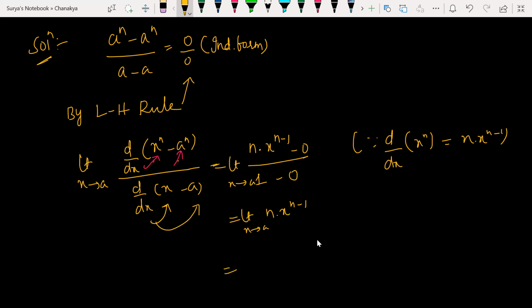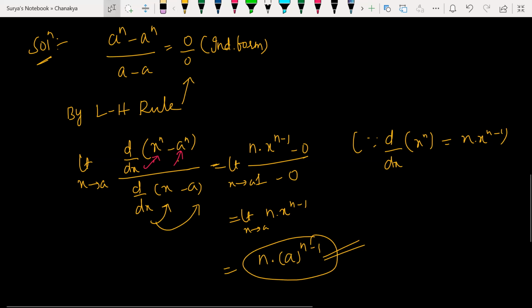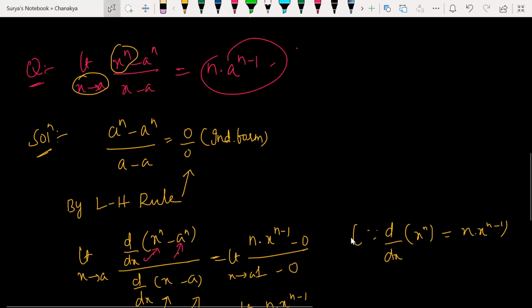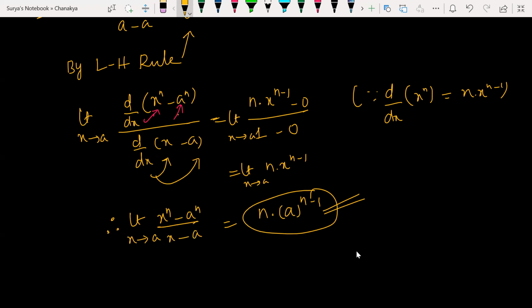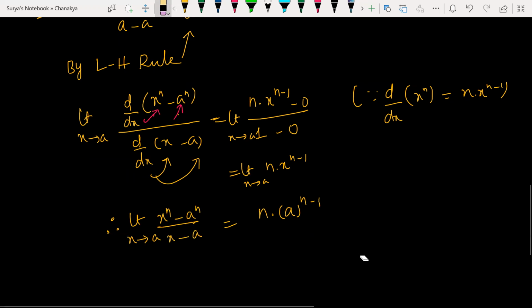So this is what I got. Now substituting the x value, n into a to the power of n minus 1. This is the answer. That's how I got it. Therefore, limit x tends to a, x to the power of n minus a to the power of n divided by x minus a equals n into a to the power of n minus 1. Clear? Any doubts? No doubt, sir.